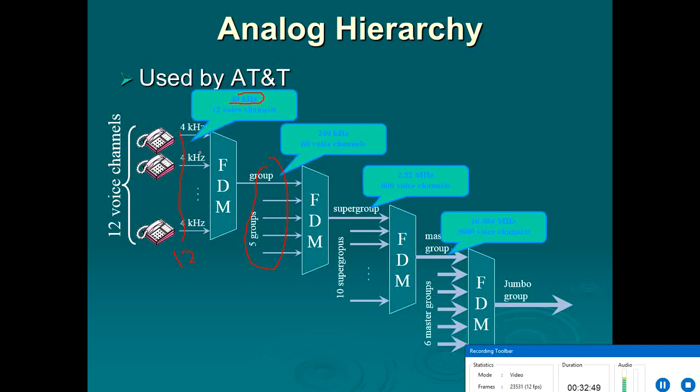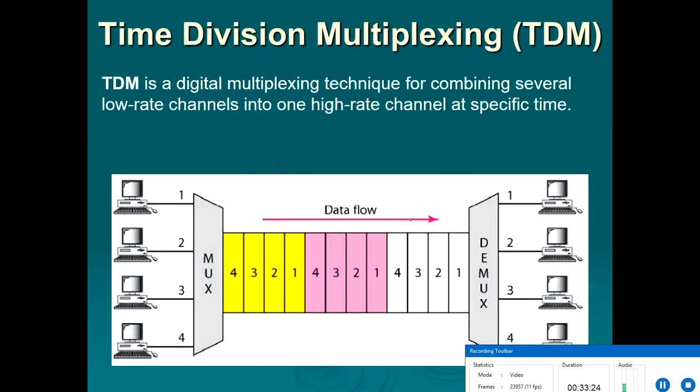It means in the first hierarchy we have only a small number of voice channels. In the second hierarchy, there are 60 voice channels and the total bandwidth is 240 kilohertz. In the third hierarchy, there are 600 voice channels and the total bandwidth is 2.52 megahertz. And in the last group, there are 3600 voice channels, 6 master groups, and the bandwidth is 16.984 megahertz. So this is the hierarchy which is offered by AT&T.